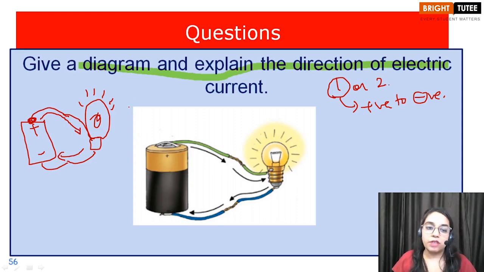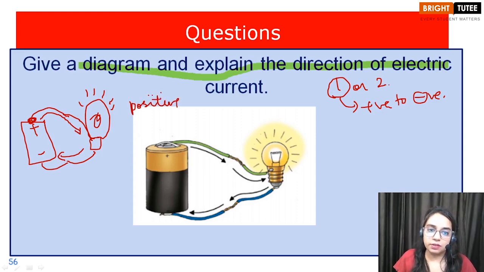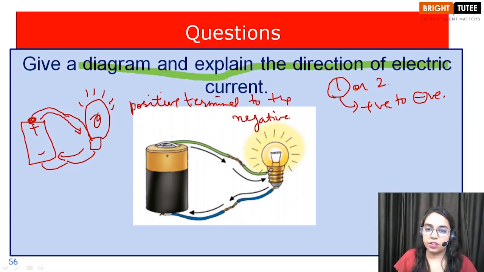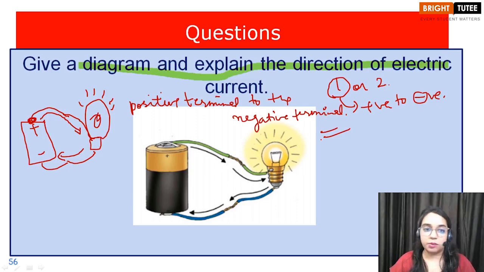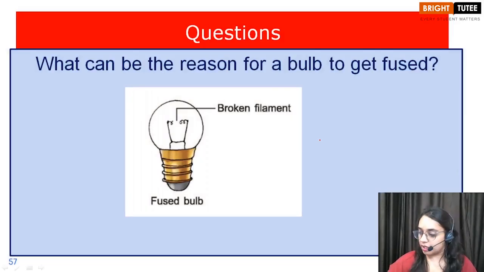So children, what is the direction of electric current? The direction of electric current is taken to be from positive terminal to the negative terminal. Okay children, so this is the direction of electric current, right? So let us move ahead to the next question.